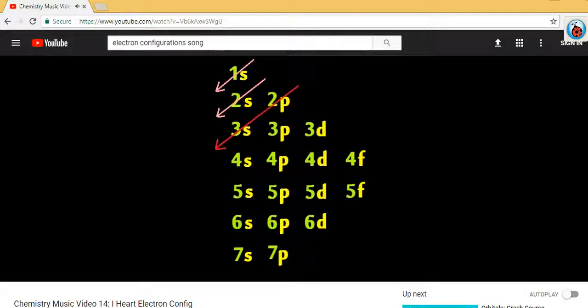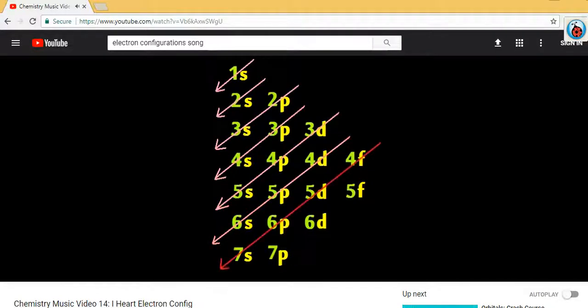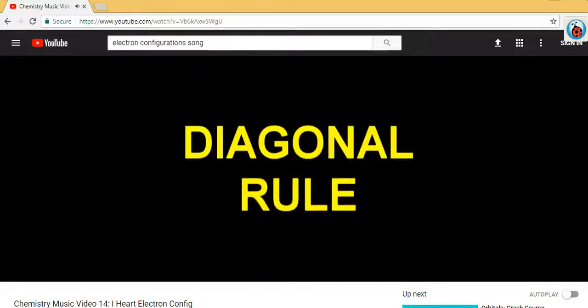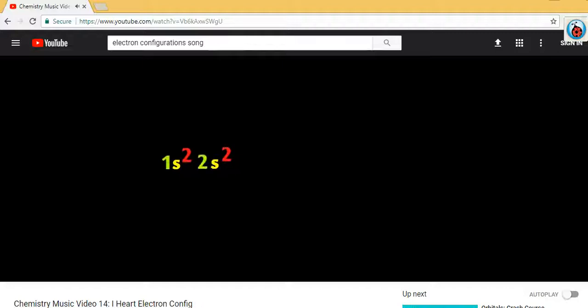4f fills up way after 5p. That's weird. Keep track of the overlaps, really cool. You just gotta use the diagonal rule. I love the diagonal rule. And 1s2, 2s2, 2p6, 3s2, 3p6, 4s2, 3d10.